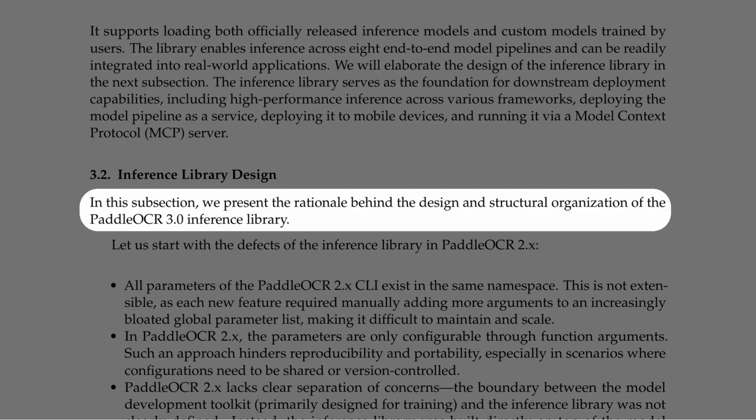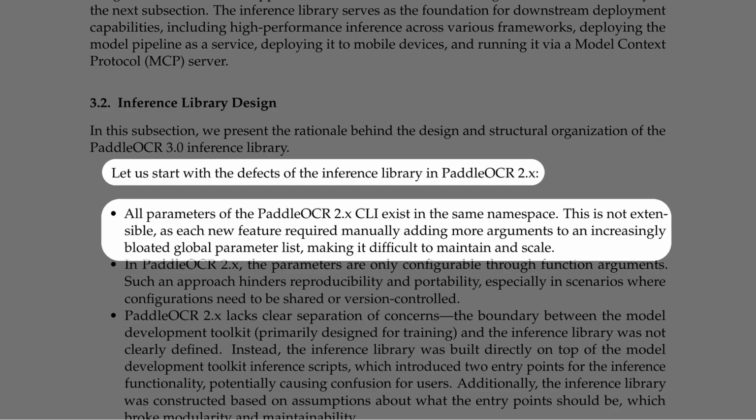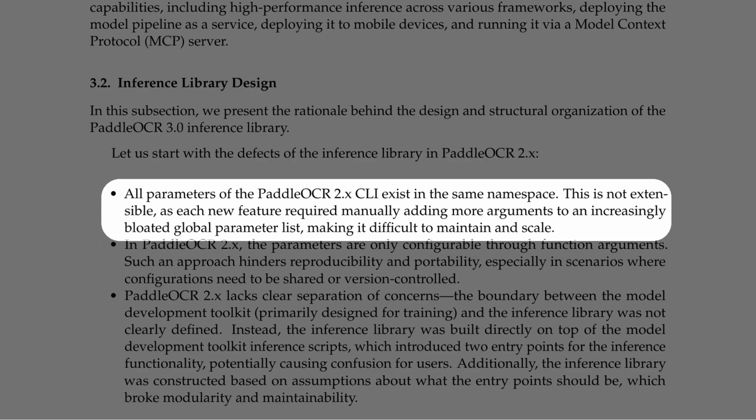In this subsection, we present the rationale behind the design and structural organization of the PaddleOCR 3.0 inference library. Let us start with the defects of the inference library. In PaddleOCR 2.x, all parameters of the PaddleOCR 2.x CLI exist in the same namespace. This is not extensible, as each new feature required manually adding more arguments to an increasingly bloated global parameter list, making it difficult to maintain and scale.